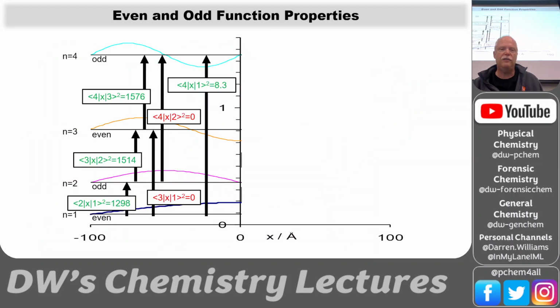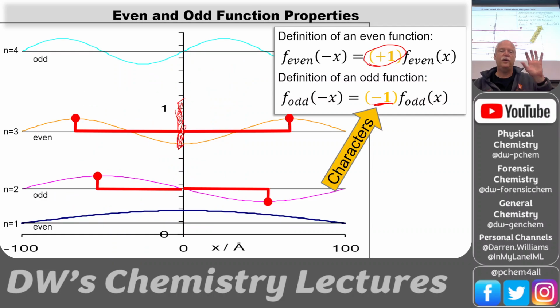So let's try to figure out our selection rules. First of all, any other questions about this? There's two types of functions, even and odd. And then I guess the third type would be functions that don't have symmetry. But these functions have symmetry. They're even or odd. Okay.